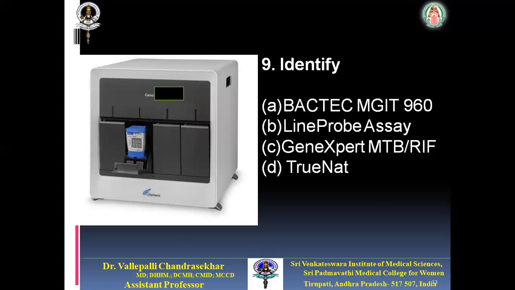Okay, identify this instrument. A. Bactec MGIT 960, B. LPA, that is line probe assay, C. GeneXpert MTB/RIF, D. TrueNat. GeneXpert. Again mixed opinions of GeneXpert and TrueNat. We will see during the lecture, and at the end of the lecture we will see during the post-test.